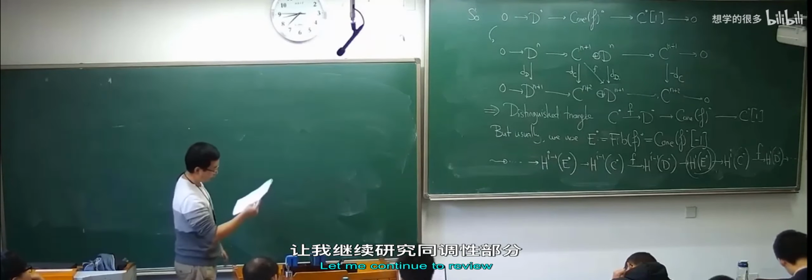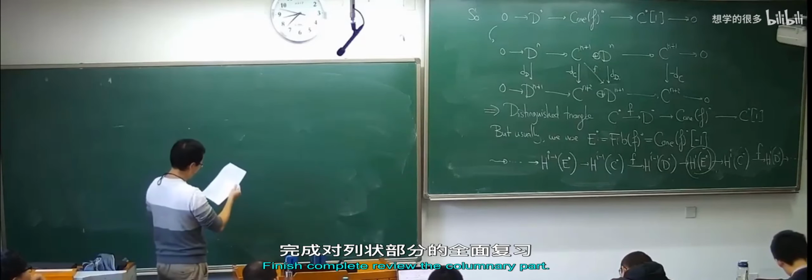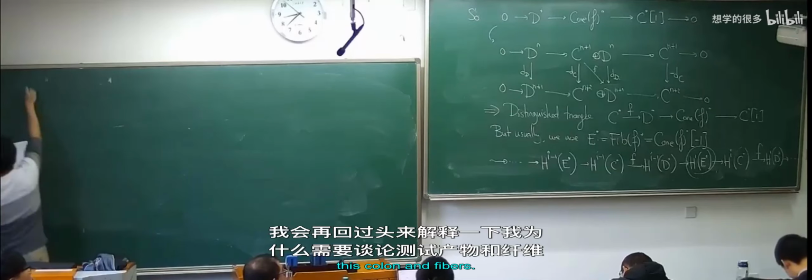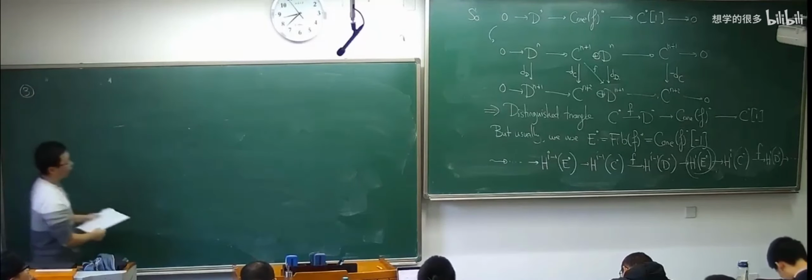Okay, why do I care about this? Let me continue to review the cohomology part. Finish reviewing the cohomology part. I'll come back to why I need to talk about this cone and fibers. I'll give an example. So 3.